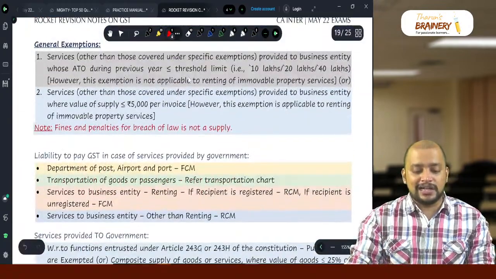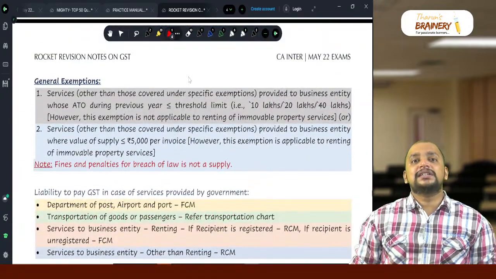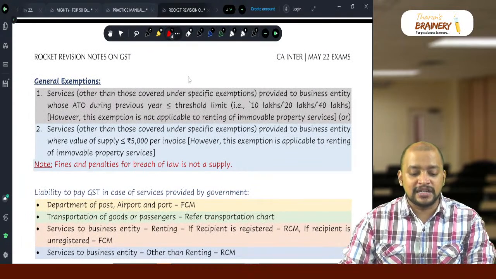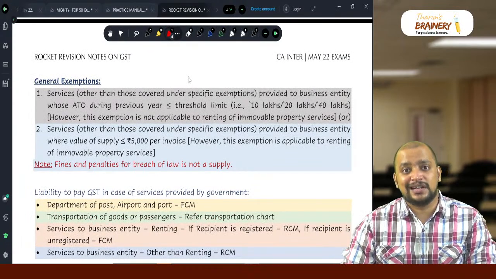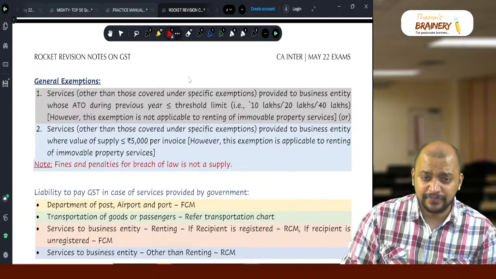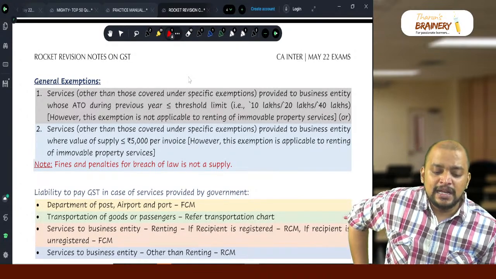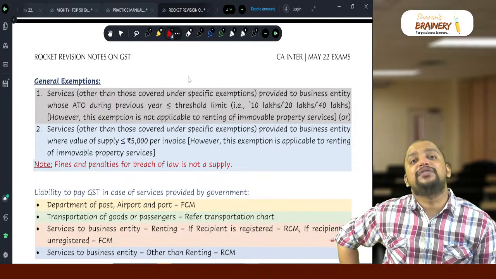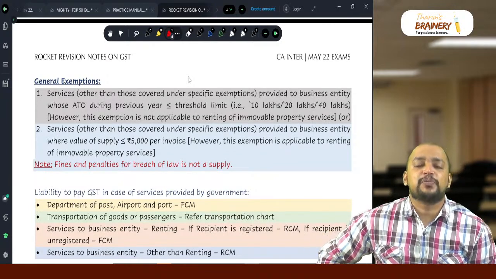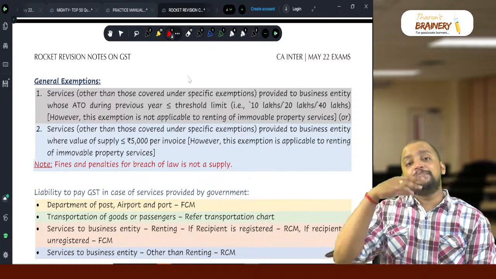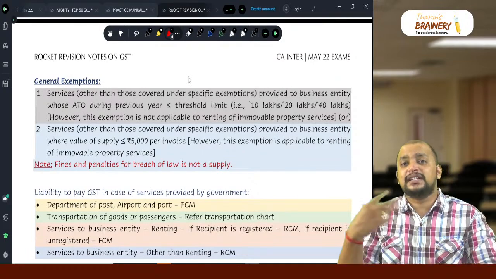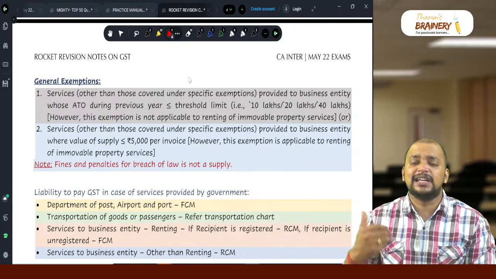Then 2 general exemptions. Number 1, services other than renting of immovable property provided to a business entity whose turnover during the previous year does not exceed the threshold limit. So there is renting of immovable property service, this first point is not applicable to it. Advertising service provided by government to a business entity, whose turnover during the previous year does not exceed the threshold limit, is exempted.